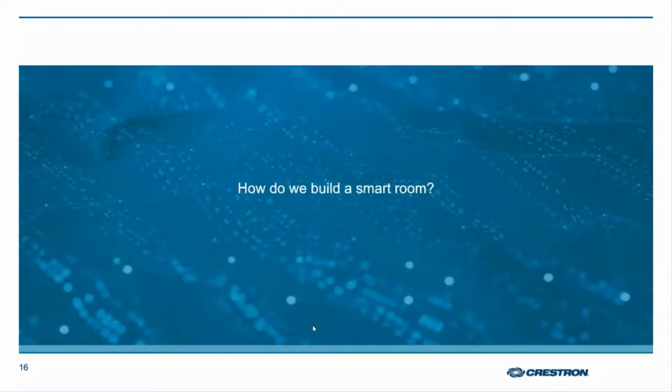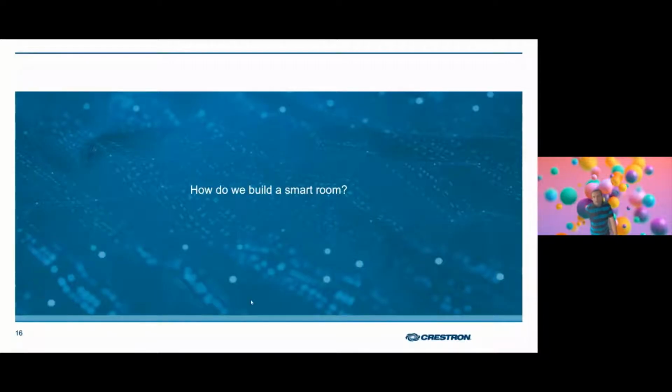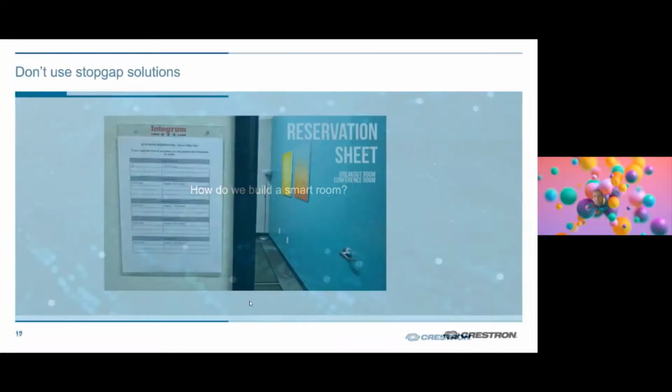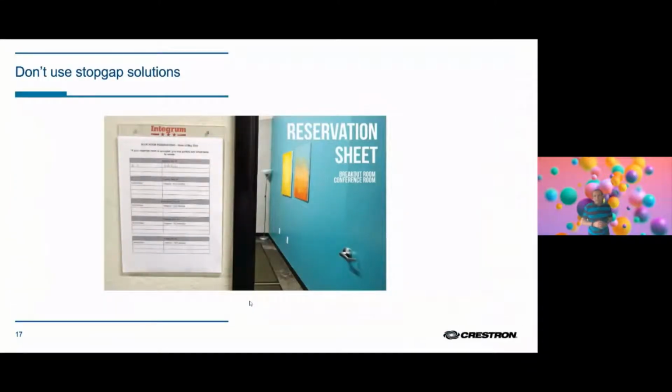So how do we build a smart room, or what consists of a smart room? Again, I'm sure many of you might have seen this before. Here is your room booking solution: a sheet of paper on the wall each day. Not really cutting edge in this day and age.